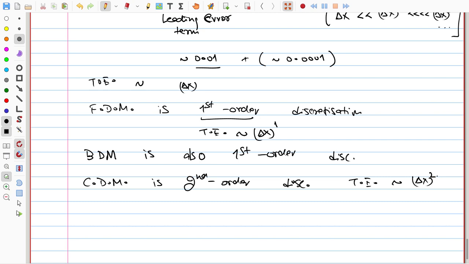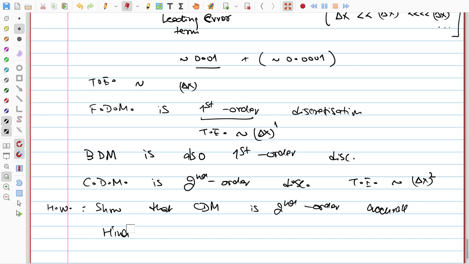Okay, so there is a homework for you, and these homeworks are important because they will help you with the quizzes and exams. You have to show that the center difference method is second order. So you write the Taylor series for phi at i plus 1 and phi at i minus 1, and then you can use that to get the error for the center difference.